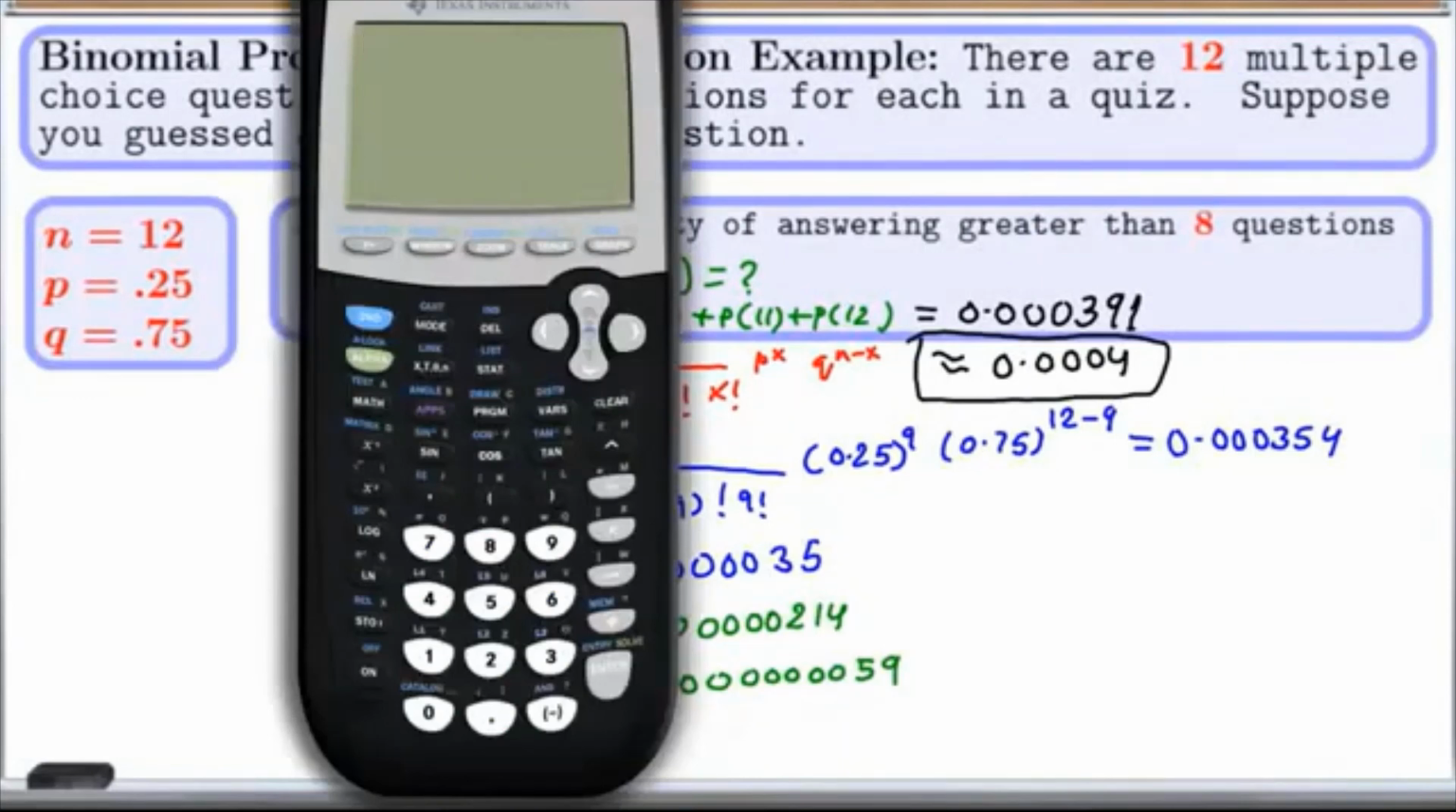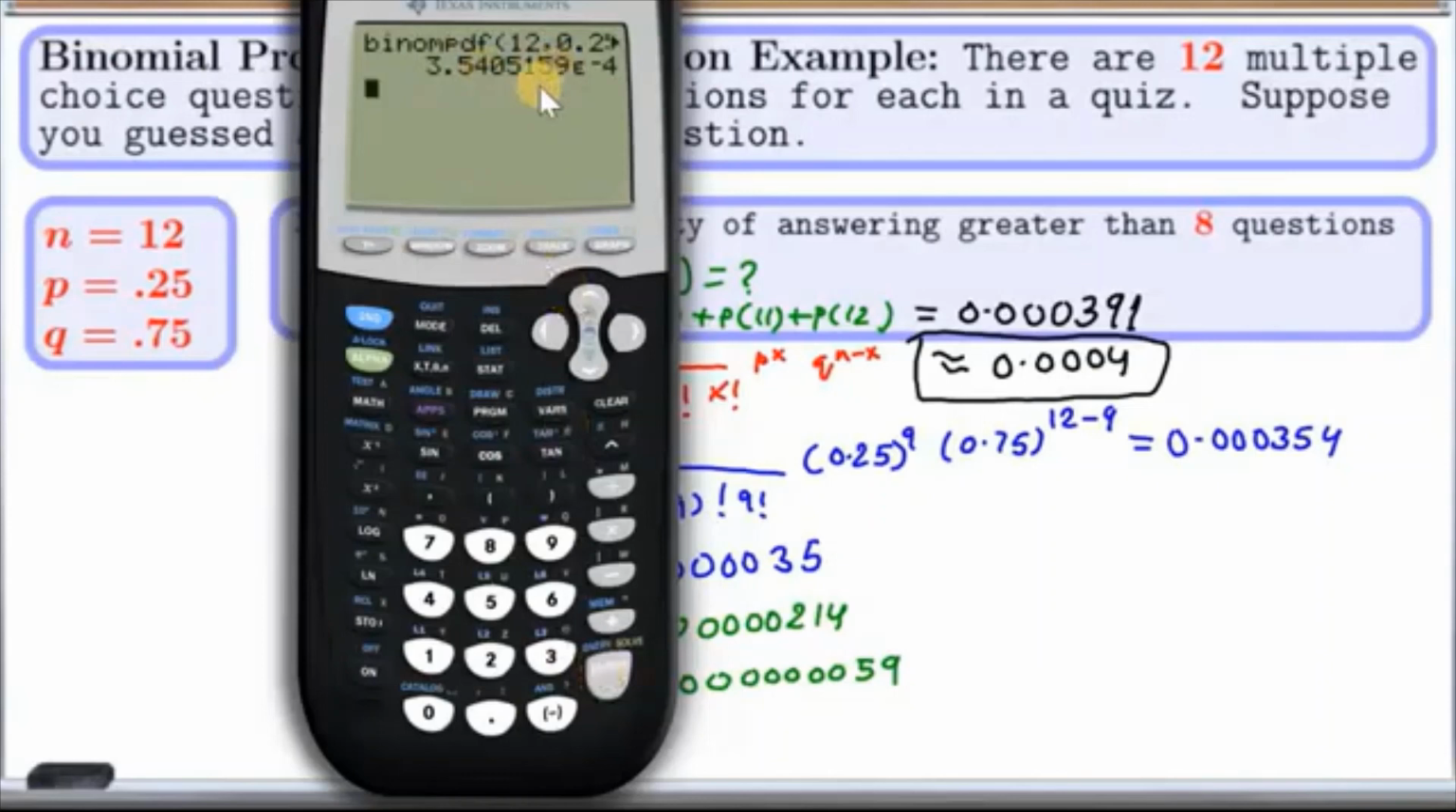Since we are trying to find probabilities of 9, 10, 11, and 12, we will be using Binomial PDF. For that, go to second distribution, go all the way down until you see Binomial PDF. Then hit enter. For trials, we have 12. For p-value, we have 0.25. Then for x, since here we are trying to find probability of 9, our x value will be 9. Hit enter and hit enter again. So this is the probability of 9.